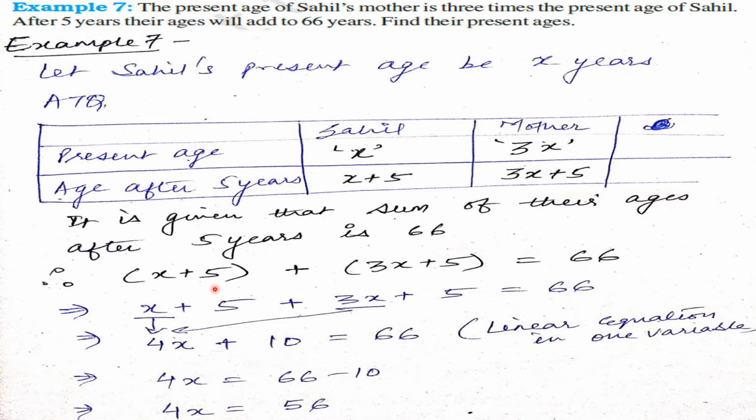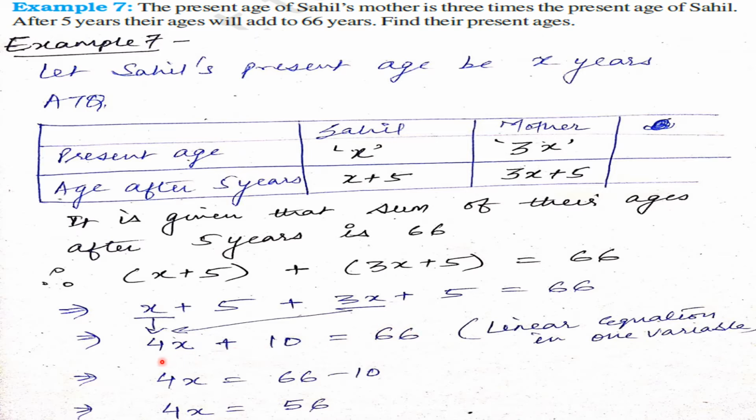Okay, now it's very easy. Open the brackets, solve the question to find the value of the unknown variable, that is x. Very simple. Open the bracket, it becomes x plus 5 plus 3x plus 5 is equal to 66. If you see, 3x and x are like terms, and we know like terms can add. So 3x plus x is 4x. Similarly, 5 and 5 are like terms. So 5 plus 5 is 10. It becomes 4x plus 10 is equal to 66.